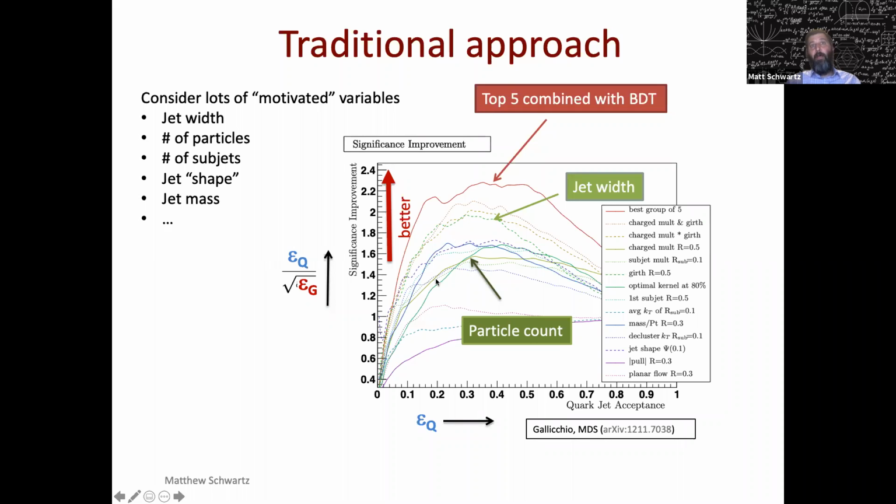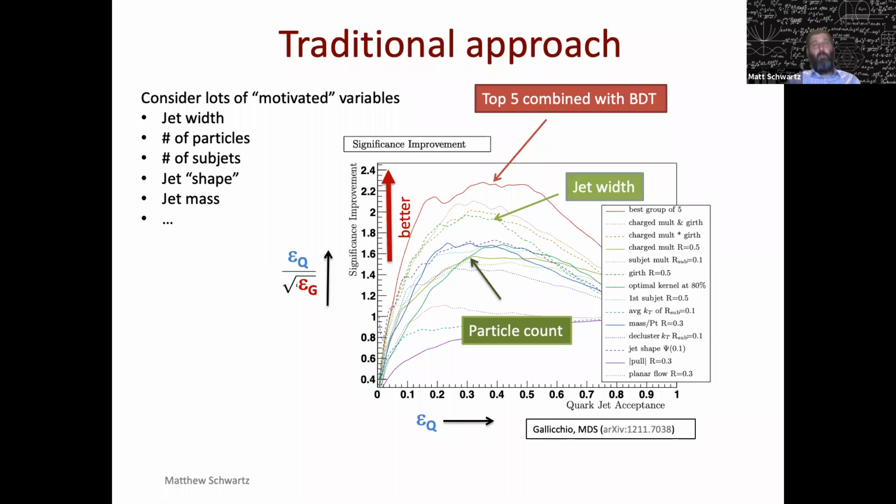This shows that, for example, using the number of particles, you could get around 1.5, which is a 50% improvement over some baseline. If you use the width, you would get a little better, almost a factor of 2. But if you combine all these things with a boosted decision tree, you can get around 2.2. So these are the benchmarks we can look at. This is about as good as you can do by thinking. And what we want to see is how well you can do using machine learning.